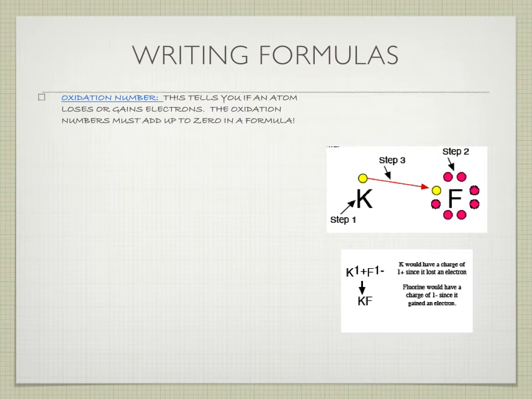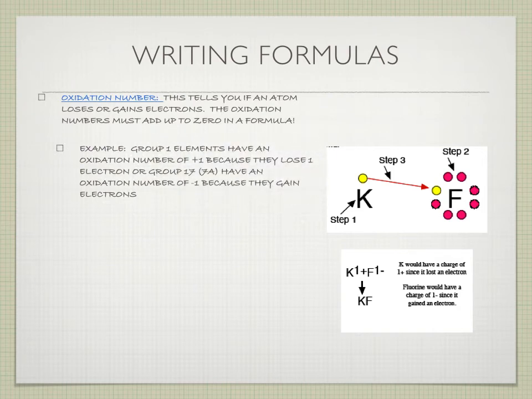So all the elements in group 1 have a positive 1 oxidation number. All the elements in group 2 have a positive 2. And then this helps you when we get to writing formulas. Okay, so the example is group 1 elements have an oxidation number of +1 because they lose an electron, or group 17 or group 7A, the halogens, have an oxidation number of -1 because they gain electrons.